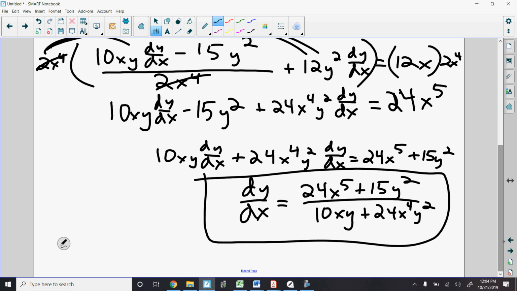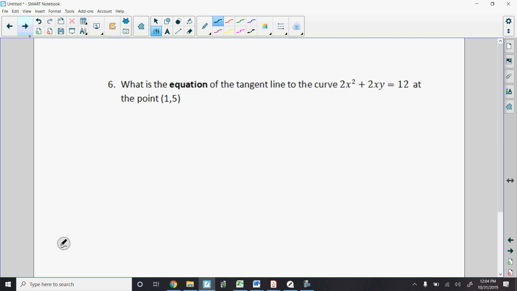Okay, next problem. I want the equation of the tangent line at the point 1,5. Notice I bolded the word equation there. Right? For an equation, we need a point and a slope. I know my point is the point 1,5. For the slope of the tangent line, I'm going to have to plug 1,5 into my derivative, dy dx. So I'm going to have to go ahead and implicitly find dy dx here.